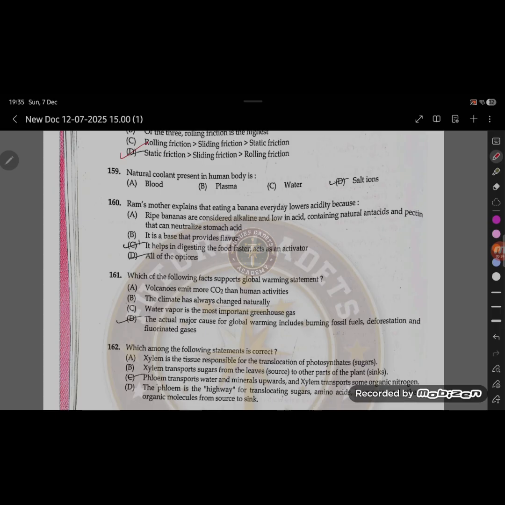159 is about the natural coolant present in the human body. We all know whenever our body needs to cool down, it sweats, and our sweat contains salt, so salt ions is the correct answer.